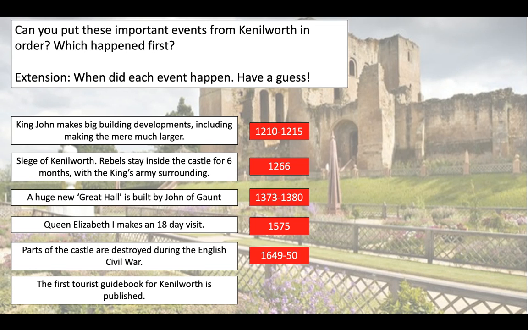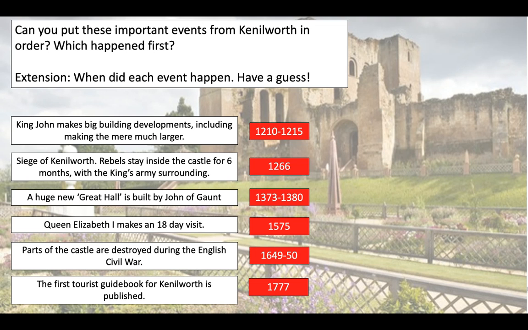Next up, the Civil War, when many castles were slighted, which is the key word we use for destroyed. So that's around 1649, 1650. That's when the parliamentarians go to war against the King of England, trying to change the structures of power in Britain. And then the first tourist guidebook is published in 1777.